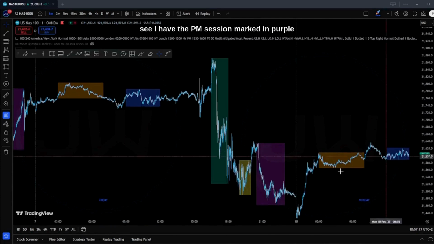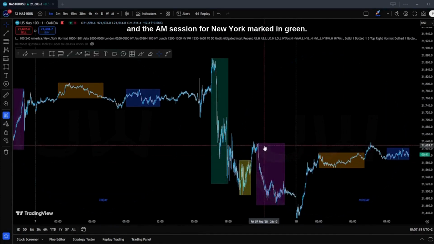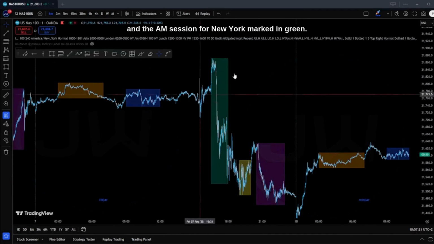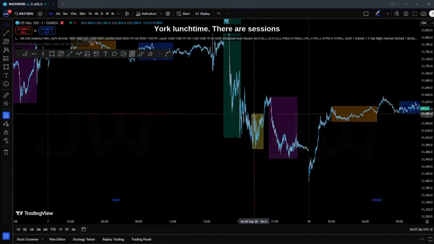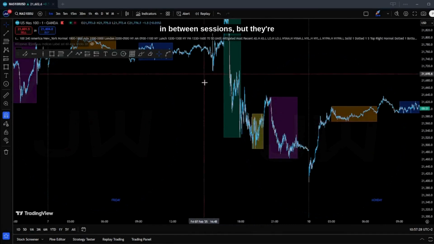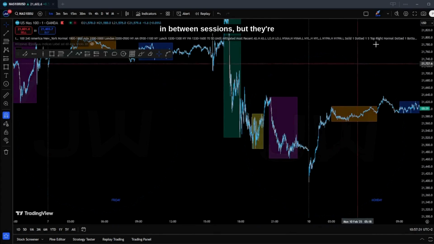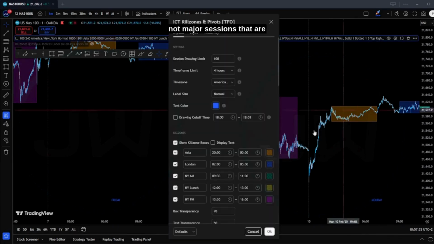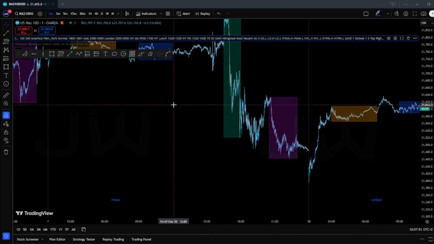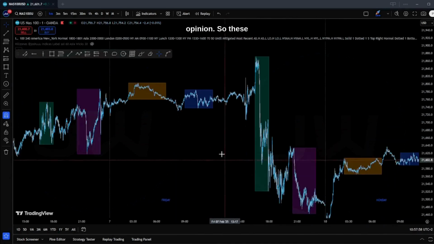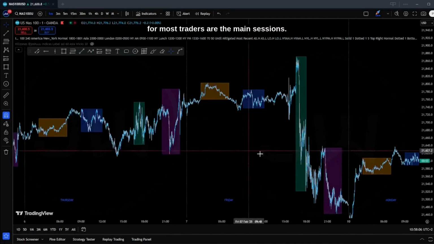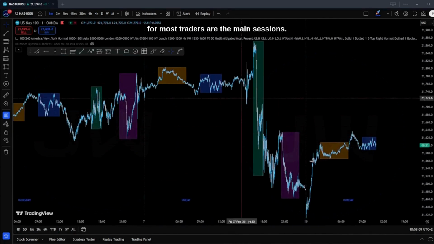So you see I have the PM session marked in purple and the AM session for New York marked in green. If you're wondering what this is, this is New York lunchtime. There are sessions in between, but they're not major sessions that are highly probable, in my own personal experience and opinion. So these, for most traders, are the main sessions.